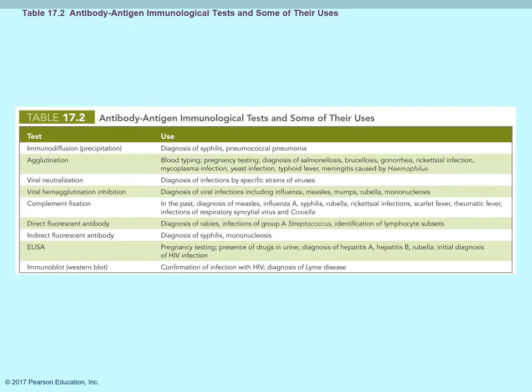This table shows some of the various tests that we have and what they are used currently for testing on these.